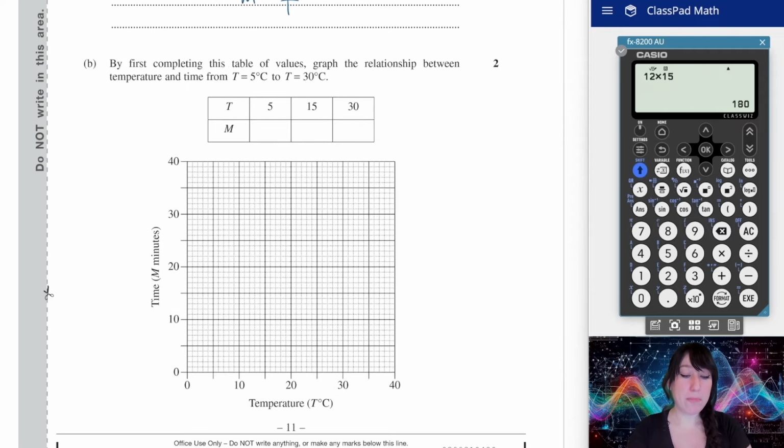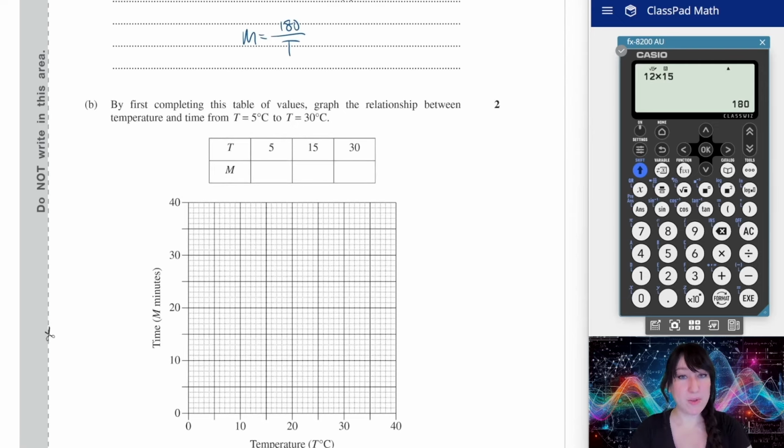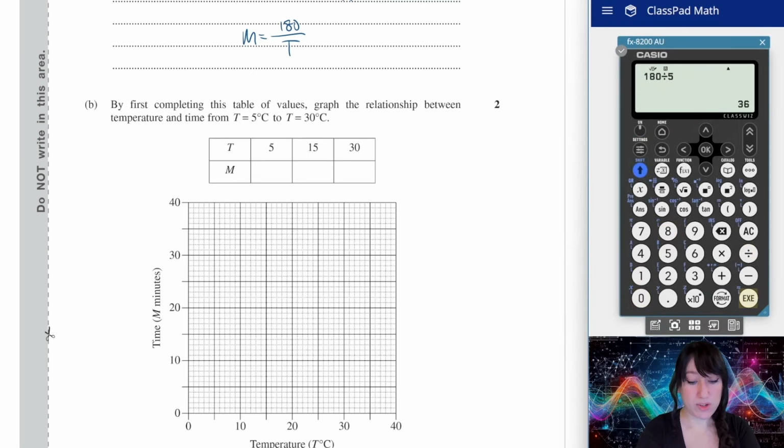Part B, by first completing this table of values, graph the relationship between temperature and time from T equals 5 degrees to T equals 30 degrees Celsius. So we'll use M equals 180 over T to complete the table of values and graph the curve. When T equals 5, M will equal 180 divided by 5, which is 36.